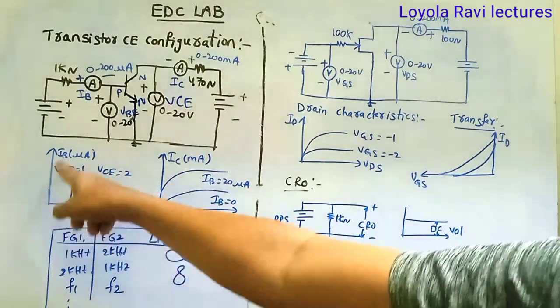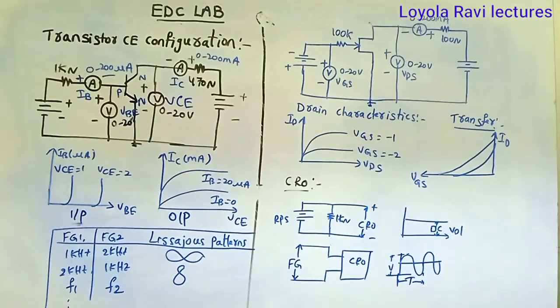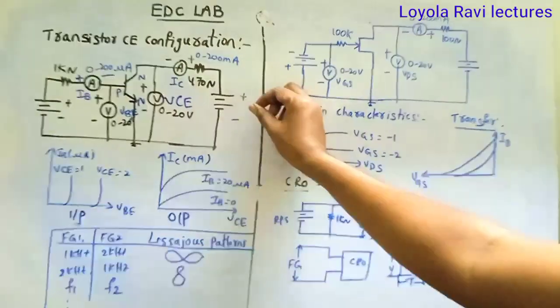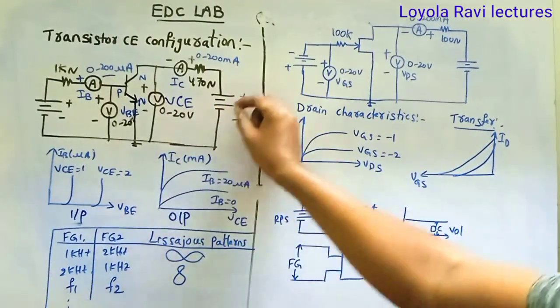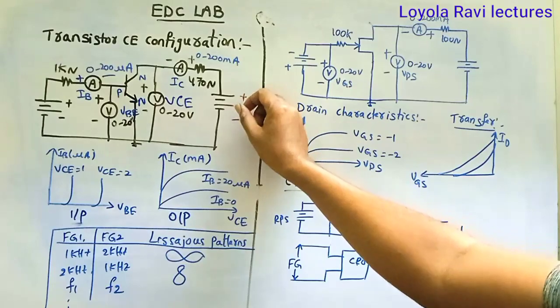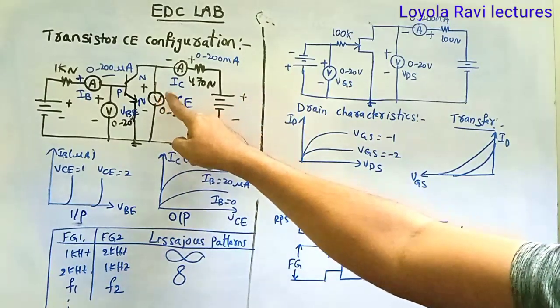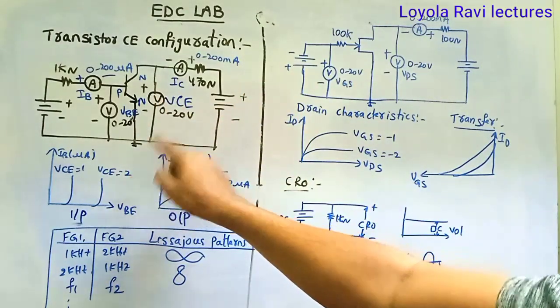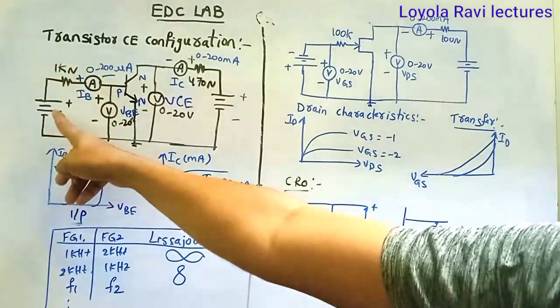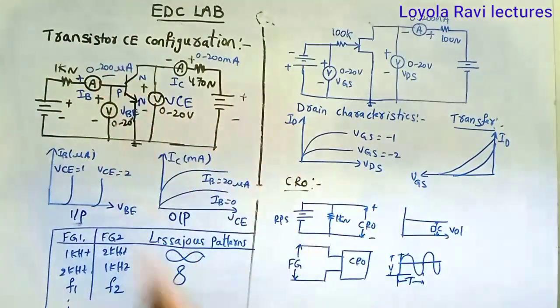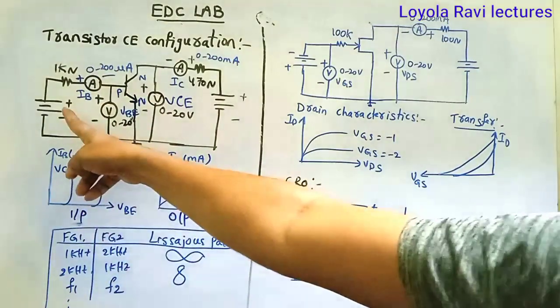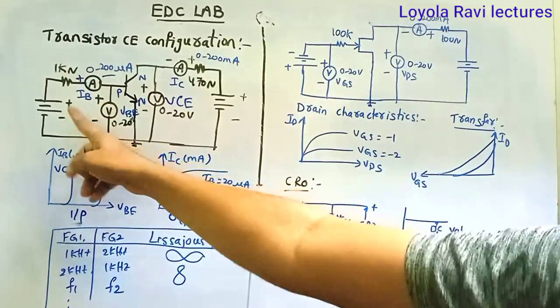VBE and IB. Similarly, here we repeat the same procedure for another constant value. By varying the second channel, second RPS, keep VCE constant at 2 volts, with the voltmeter reading 2 volts. Then come to the input side. Again, keep this at 0. What is the corresponding input voltage VBE and input current IB? Then vary this to 0.1, 0.2, 0.3 and so on.